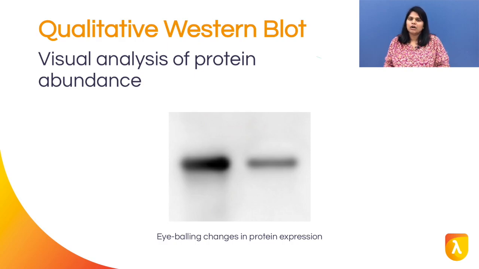In this example blot below, we can see that one lane has a target band with faint signal compared to the next lane with much higher signal. This too is a quick visual check to look at the effect of a drug on target protein expression.